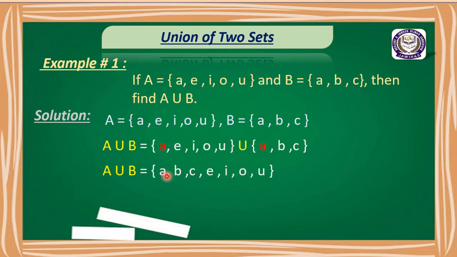आपने A को सिर्फ one time लिखना है because we will not repeat the elements of the sets. If we have the same element A, we will write it only one time. Okay, and it is our answer.